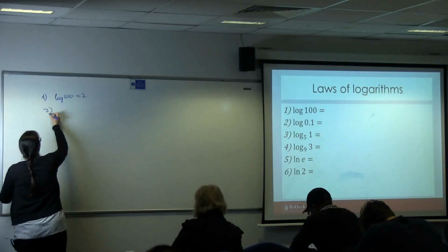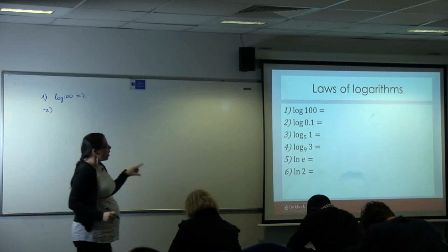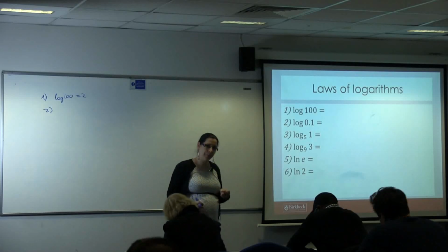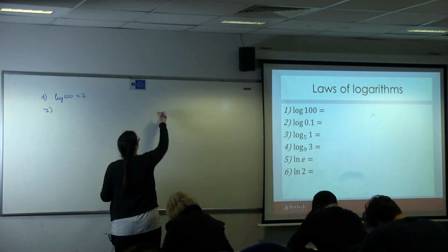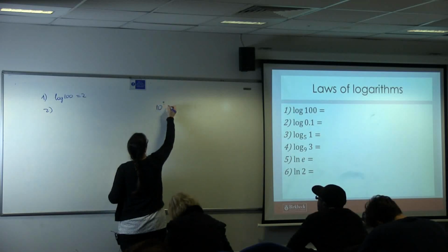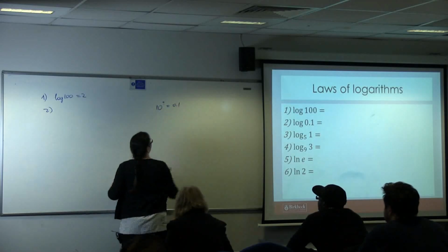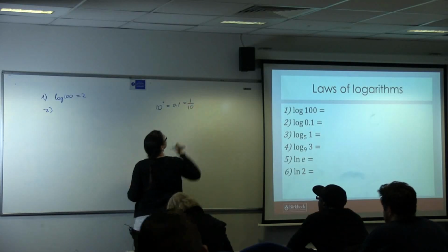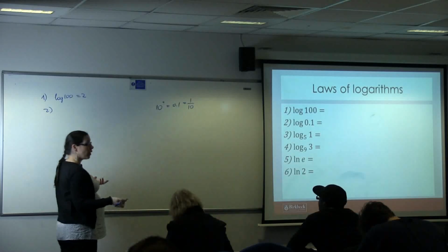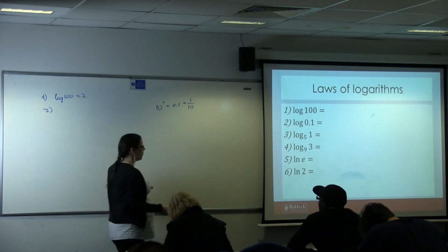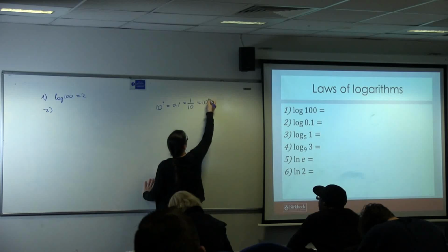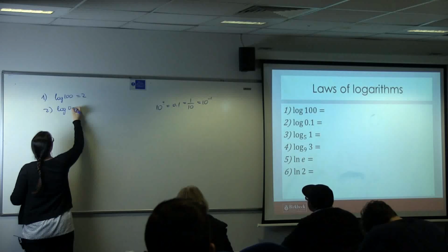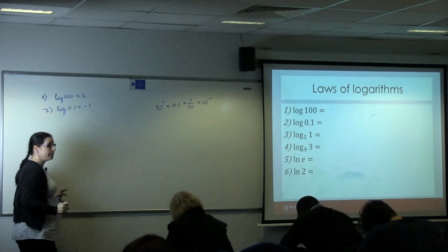Number two, what power do I need to raise 10 to end up with 0.1? So 10 to some power has to be equal to 0.1. For this, you need to remember that 0.1 is the same as 1 over 10. So 1 over 10 is 10 to the minus 1 power. So this logarithm is equal to negative 1.